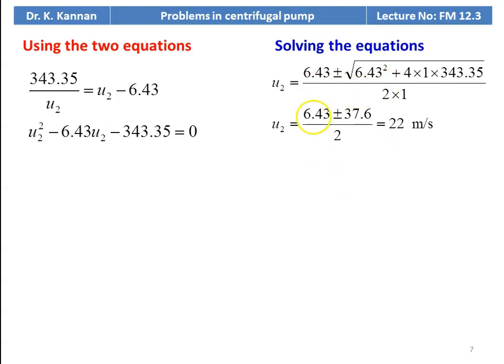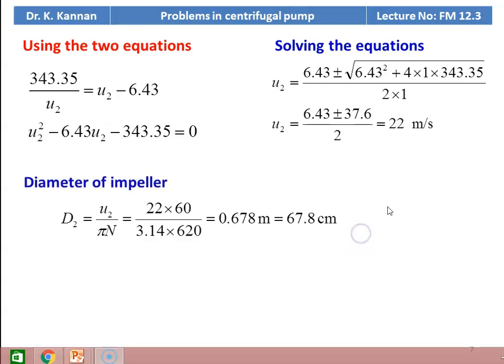We take only the sum, not the subtraction: 6.43 plus 37.6 divided by 2 equal to 22, and 6.43 minus 37.6 will give the wrong answer, a negative answer.